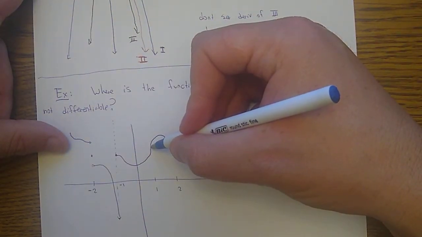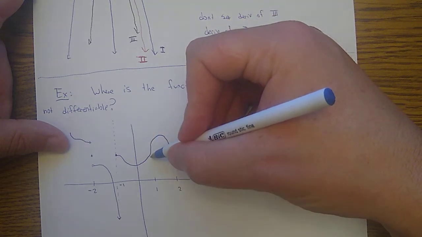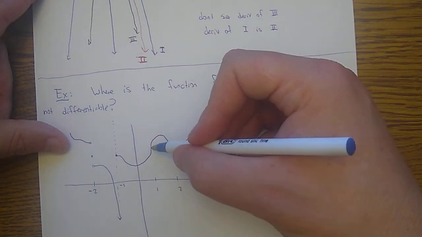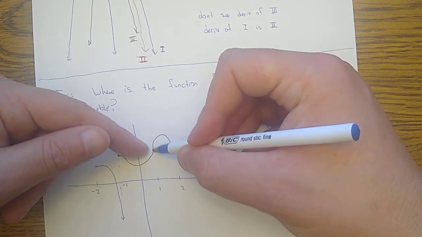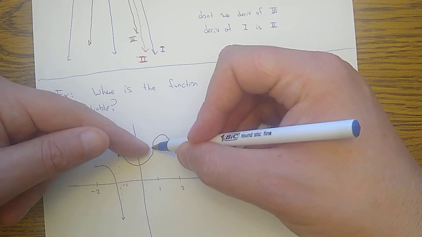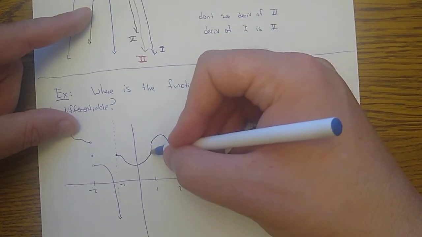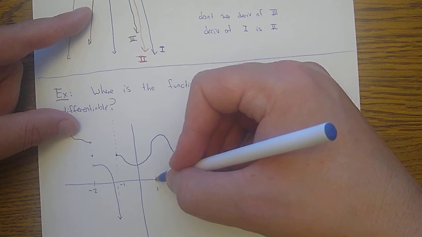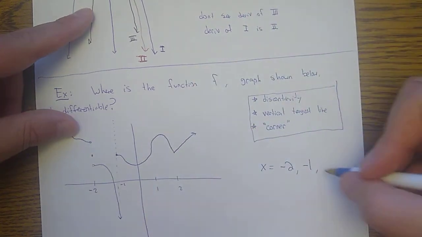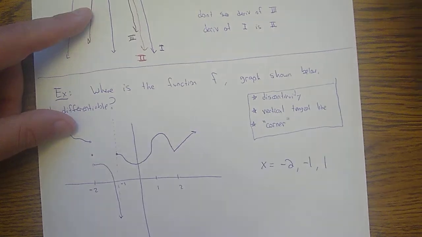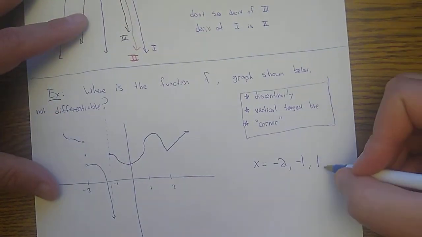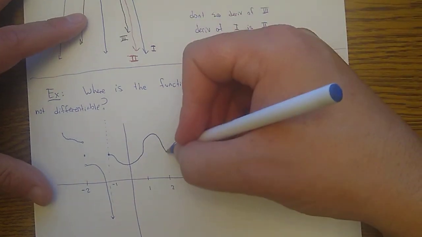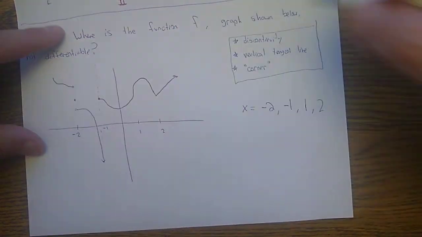I'm not a perfect artist, but what I tried to draw here is a vertical tangent line, in the sense that if you zoom in on this point, it looks like the graph is going straight up at this point. So this is my attempt to draw a graph with a vertical tangent line. At x equals 1, this is non-differentiable. And then here we have just a corner. This is what I meant by a corner.